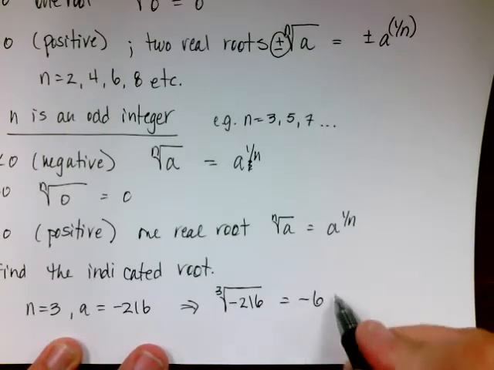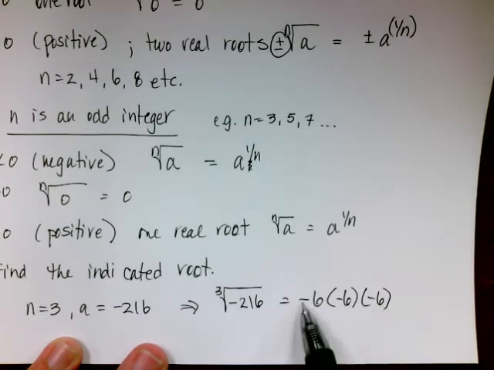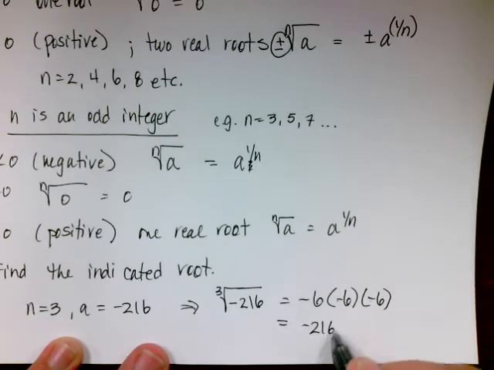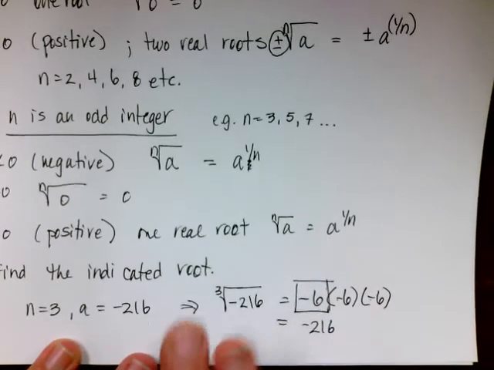And what that means is if I multiplied a negative 6, a negative 6, and a negative 6, 2 negatives is positive times 1 more negative is negative, and that would give me the negative 216. So my answer is a negative 6. All right, let me turn the page, and we'll do another example.